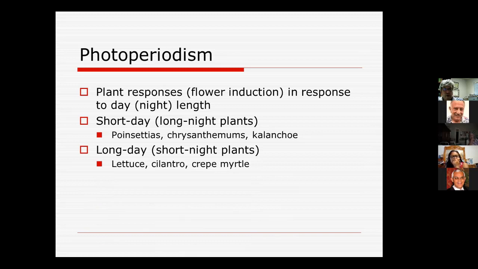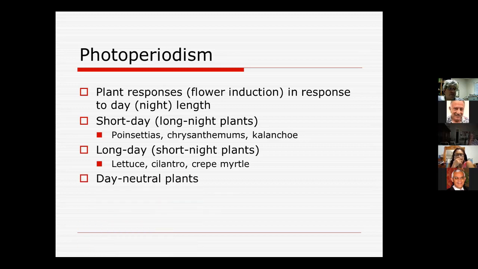And some examples: lettuce, cilantro, crepe myrtle. Have you ever noticed that cilantro starts blooming in May and June? It's because it's a long day, short night plant. Lettuce does the same thing. It bolts that time of year. That's why we get much better cilantro and lettuce production in our fall garden, because it keeps growing all during the short days of the winter. And then eventually the days get longer and it forces it into a reproductive state.